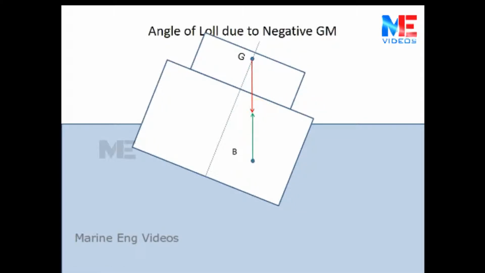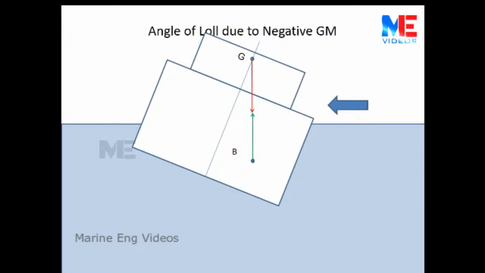Let's just talk about one other big distinction between Loll and list. When you have list, the vessel is inclined to one side or the other, and it rolls around that new center of gravity. But with Loll, the vessel can be inclined to port or starboard, okay? And the vessel can actually flop from one side to the other. And we're actually going to see the physics of that here in just a moment.